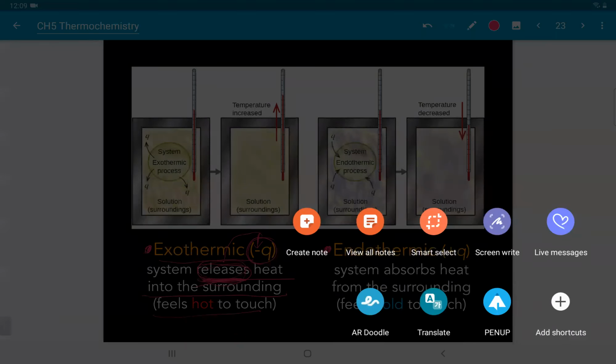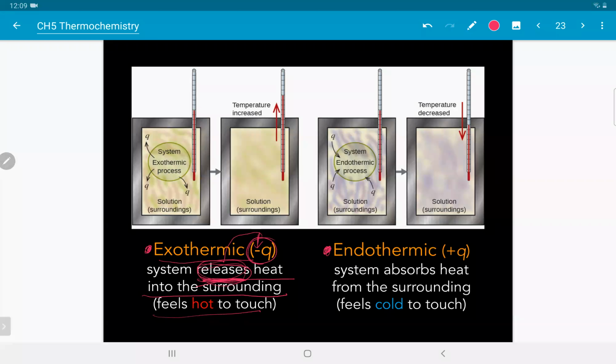Okay. The other type of process would be an endothermic reaction. So that's positive Q, all right? And that's when the system absorbs heat from the surrounding. So if you grab something and it's cold to the touch, that is absorbing heat from the surrounding. So when you touch an ice cube, the ice cube is absorbing heat from your hand. That's why it feels cold. And this positive sign, again, doesn't mean a big positive magnitude value. It just means it's absorbing the heat.